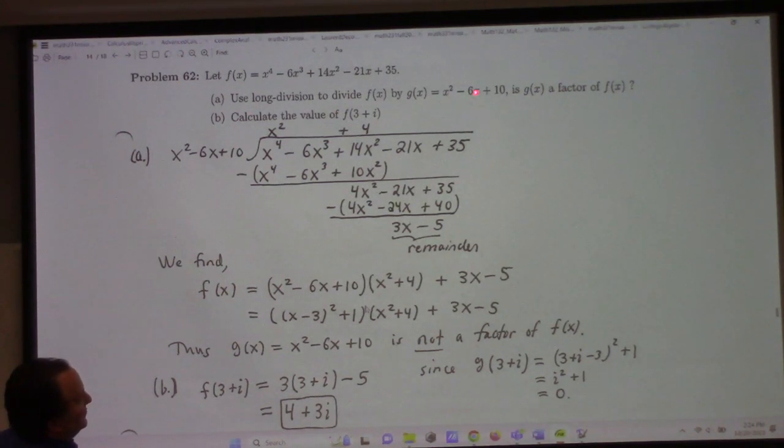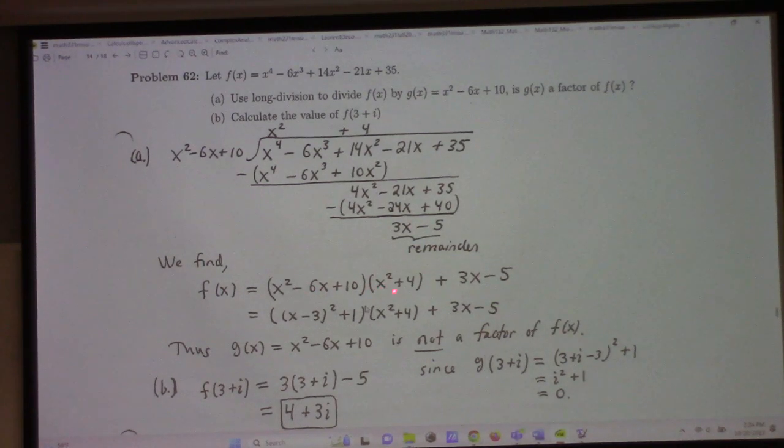So I divide by x squared minus 6x plus 10. And okay, so I get x squared. That brings this down. Those all cancel. And then I've got a 4x squared minus 21x plus 35. So I add 4, and that gives me a multiple. So this long division is super easy, right? Just 2 steps. And then we're at the remainder. And okay, great. Well, what does that mean? That means that f of x is x squared minus 6x plus 10 times x squared plus 4 plus the remainder.